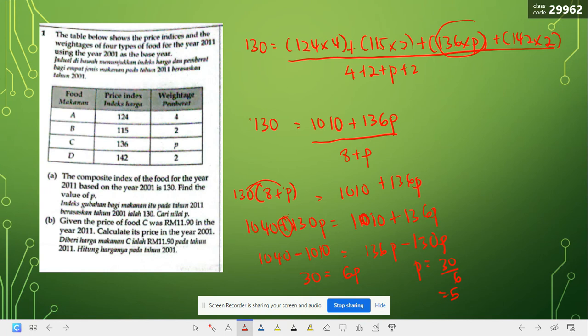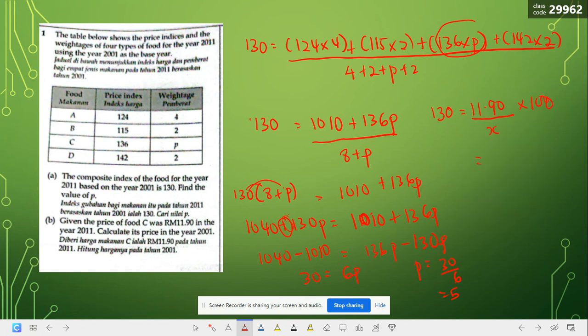Alright, for question B, it says given the price of food C was 11 ringgit 90 cent in the year 2011, calculate its price in 2001. So this one you already know the index, which is 130. That means for each food, they will increase about 30%. They give you the price in 2011, which is RM 11.90. The price in 2001 they didn't give, so I just put X, and times 100.